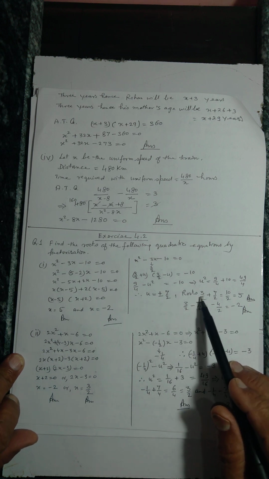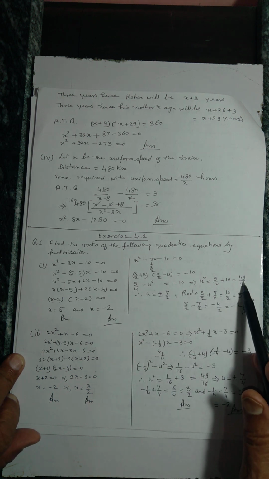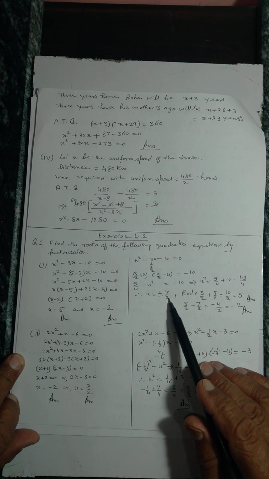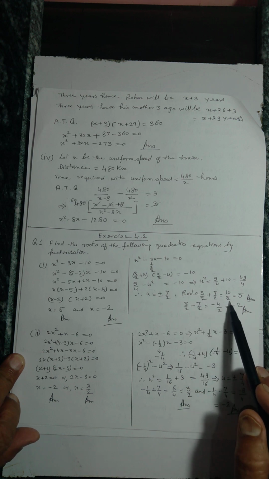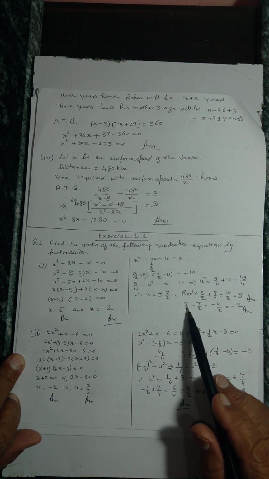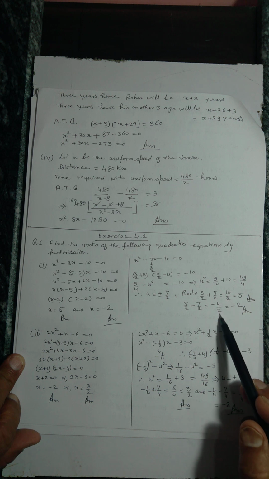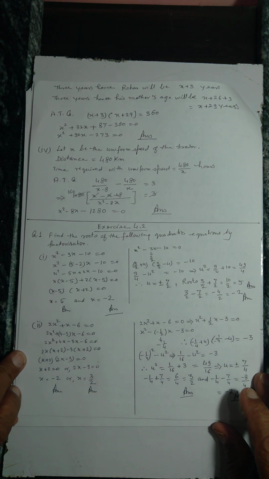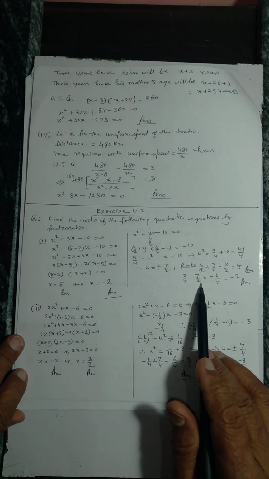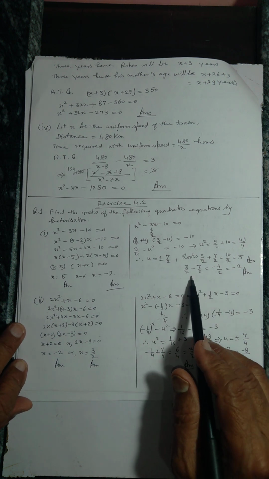Therefore, the roots will be 3 by 2 plus u. So I have to substitute the value of u, that is plus minus 7 by 2. First you take the plus sign: 3 by 2 plus 7 by 2. Add it, you will get 10 by 2, that is 5. In the second case, 3 by 2 minus 7 by 2. Solve it, you will get minus 4 by 2, that is minus 2. This method is not described in your book, but I am going to tell you here. Just try to utilize it in your daily life.